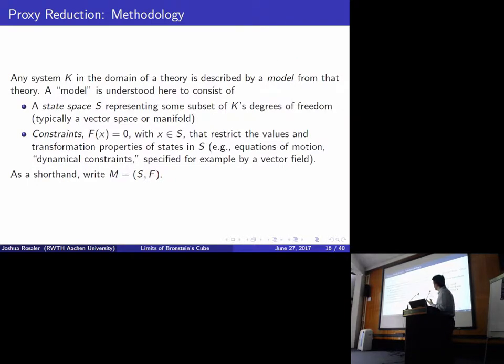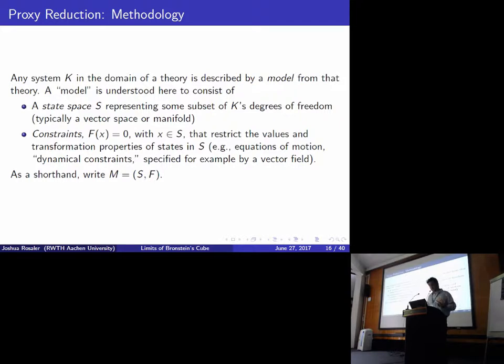Okay, so here, just to define terms a little bit more precisely, any system in the domain of a theory is described by a particular model from that theory. A model here is understood in a pretty parochial sense: it's just an assignment of some state space to some degrees of freedom of the system. And typically that state space can either be a vector space or a manifold.